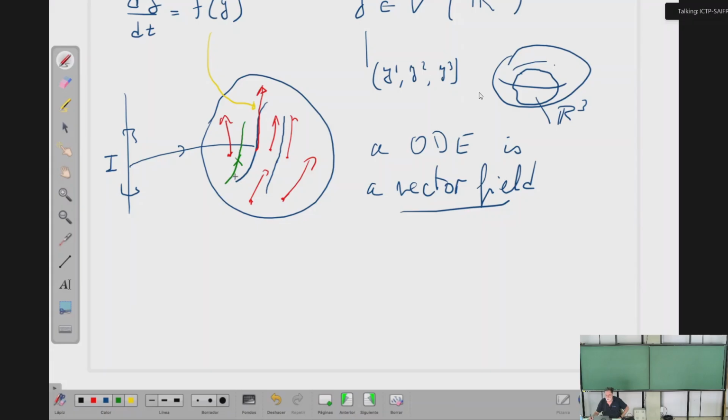So to define one of these solutions, what I need is to say where this curve crosses at some point. So I say, okay, at T0, say this point here, this is T0. This point goes to here, and then I have a curve. Right?